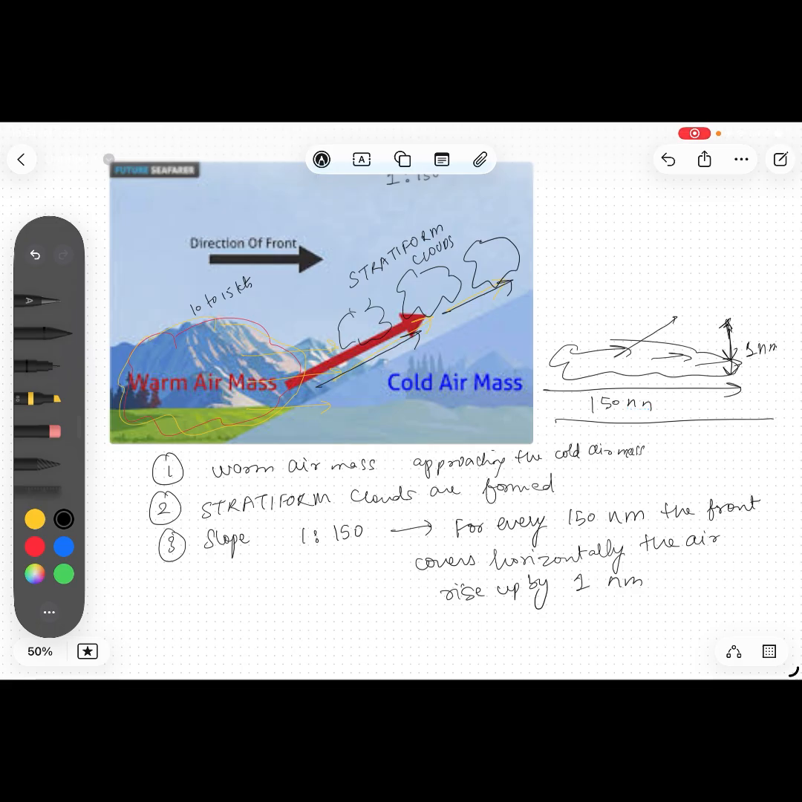So this is one of the properties. This is the slope that we are talking about here, which is quite shallow. So this could be called a shallow slope. Okay.